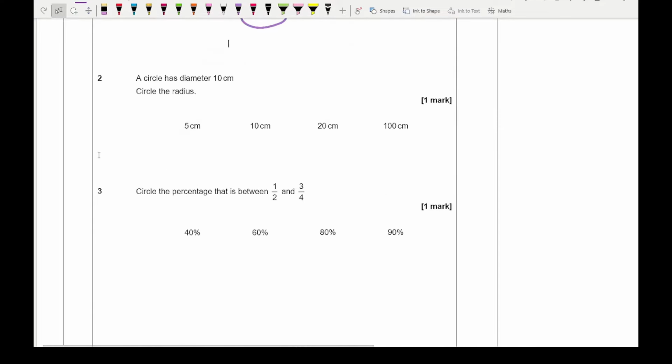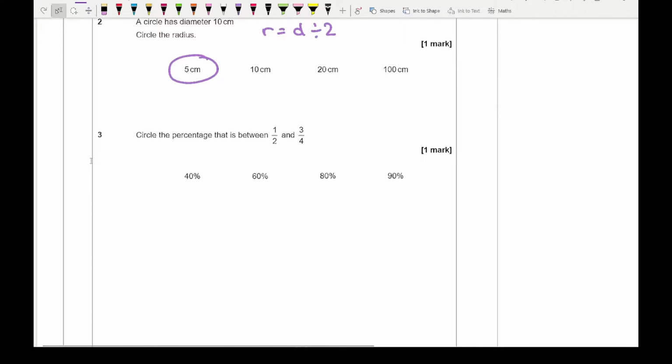For question 2, it says a circle has a diameter of 10 centimeters. Circle the radius. Well, the diameter is equal to the radius times 2. So therefore the radius is going to be the diameter divided by 2. So 10 divided by 2 is 5, so it's our first answer.